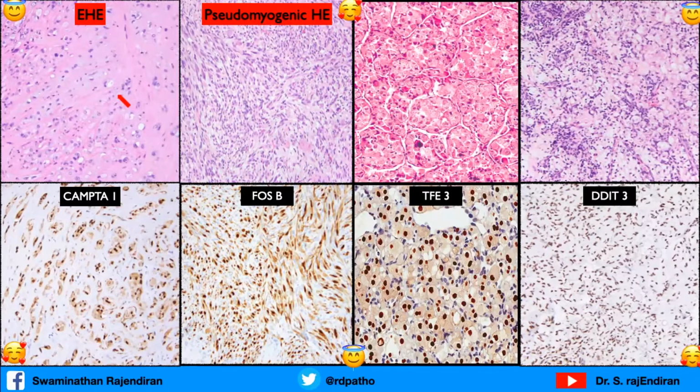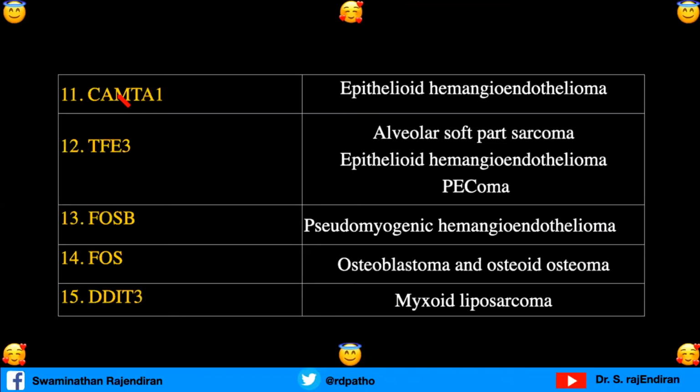TFE3 positivity in an alveolar pattern is alveolar soft part sarcoma, and DDIT3 positive is very classic of myxoid liposarcoma. So these are all the markers we covered so far. Now we are done with the fusion markers. For gene fusion, there are 15 markers, please remember.